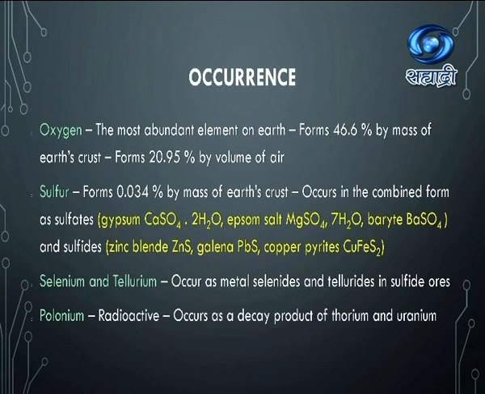Then selenium and tellurium occur as metal selenides and metal tellurides in the sulfide ores. So in the sulfide ores itself, selenides and tellurides are associated. Now polonium is radioactive and it occurs as a decay product of thorium and uranium. So this is how these oxygen family members occur in nature.